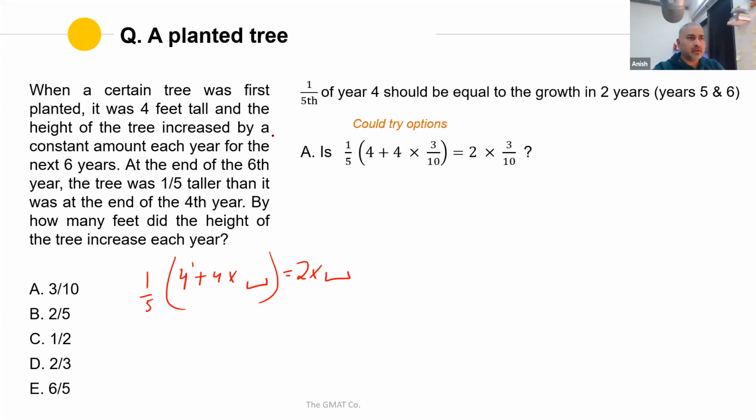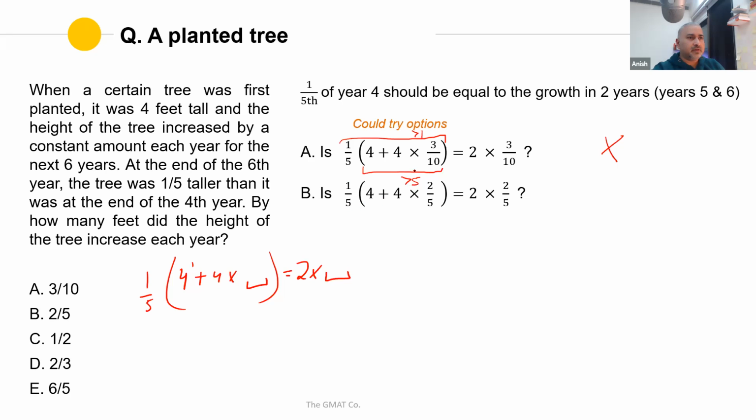So that's one way. Let's get into it. First option: 1/5 of (4 plus 4 times 3/10) equal to 2 times 3/10. 4 times 3/10 is 12/10, so 4 plus something a little more than 1. Overall, this bracket is greater than 5, and divided by 5, LHS is greater than 1. The right side is 2 times 3/10, which is 6/10, definitely less than 1. So the left side is not equal to the right side. A can't be the answer. I won't calculate the exact value. I'm getting a rough estimate and I can notice that already it's wrong. Let's try the second one.